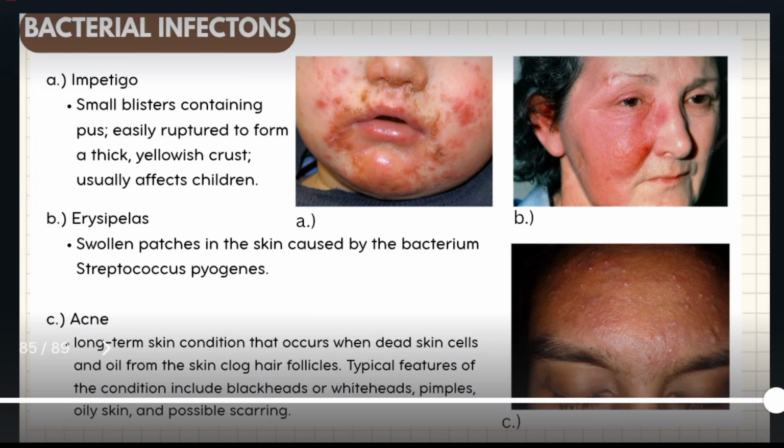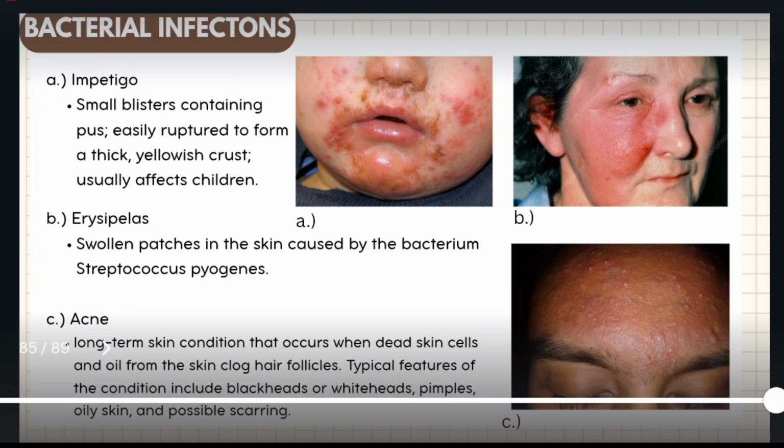The second one is erysipelas. It causes red, swollen, hot patches and usually comes with fever. Older adults, especially those with diabetes or poor circulation, are more at risk. If they get a small cut on the leg or foot, it can lead to this painful red infection with fever. The last one is acne.